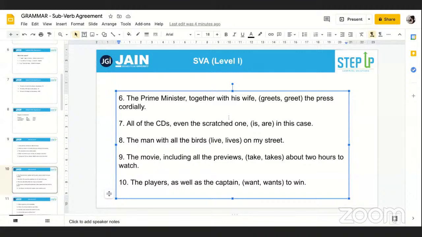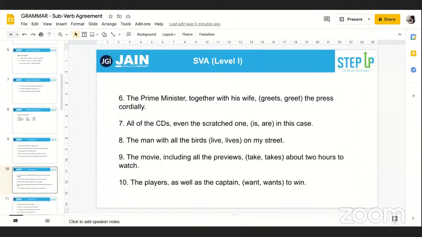Did the Prime Minister, together with his wife, greet the press cordially? Sir, I will go for the second one, greet. Even me, I go for the second one, greet. I think it's the second one, greet. Because of together, it's making it plural.